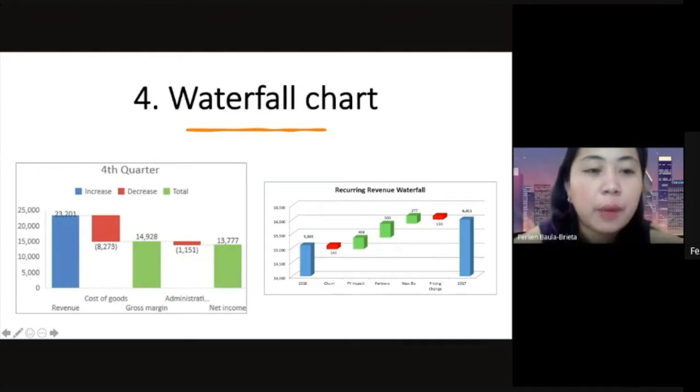For example, in this figure on the left side, in the fourth quarter, I think it's on the business portion, we have here the revenue. This is what the business earned. And then the red one represents a decrease, meaning it can be the expenses. Okay, so the cost of goods. The decrease is colored red.